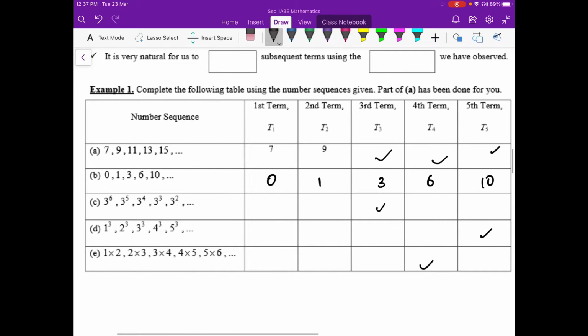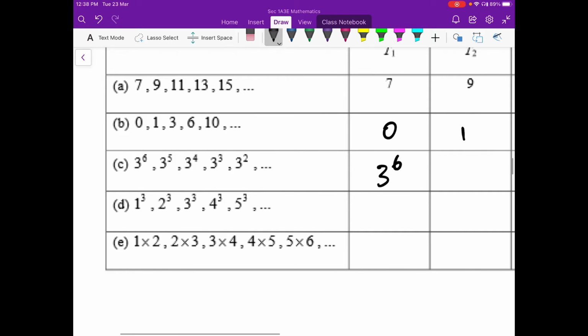Okay, next one. Part C, the first term is 3 to the power of 6. You do not need to evaluate it. You don't need to press what is the value of 3 to the power of 6? Yes?